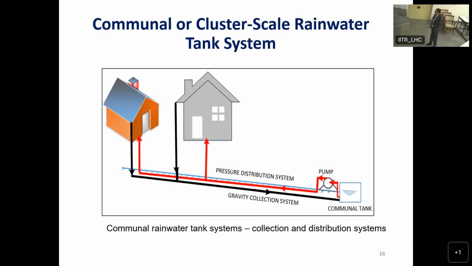So you have two pipe networks. One is for collection, and for collection you have to provide a slope to the pipe. But the distribution will be by pump, because you need some minimal pressure.